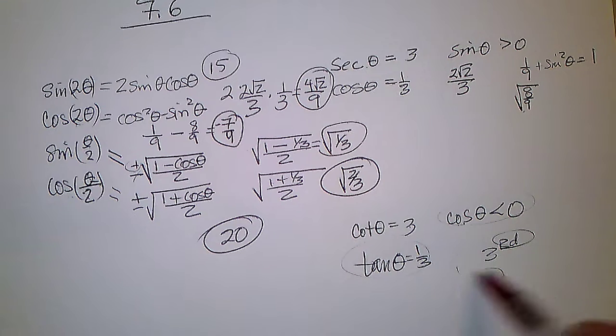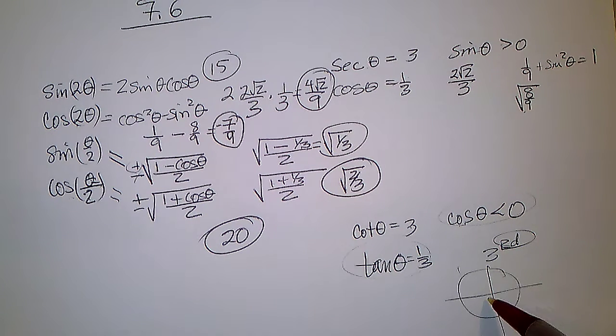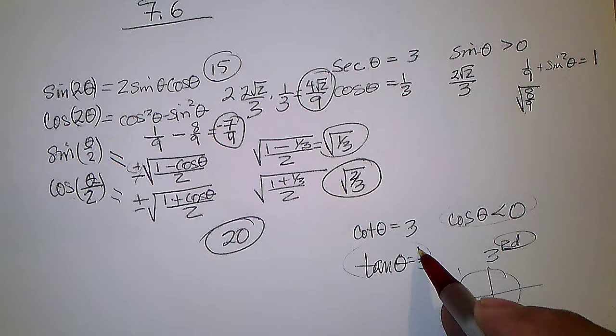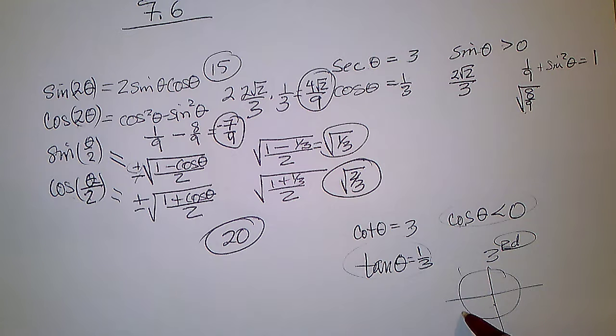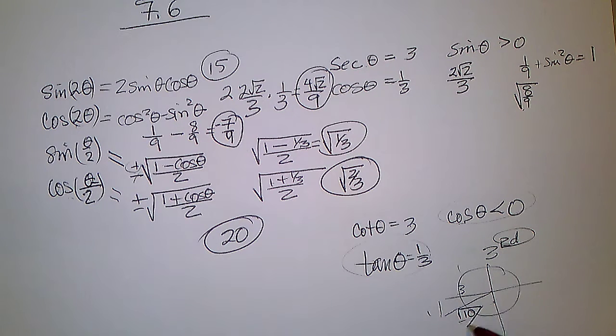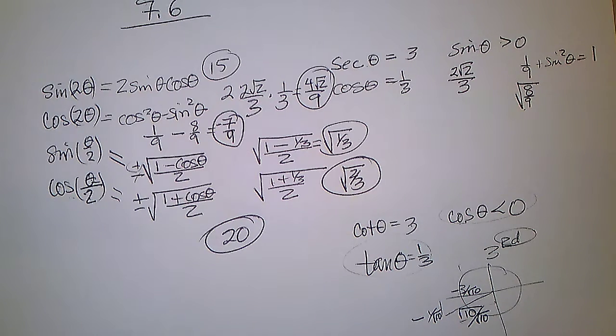So in the third quadrant, and the tangent's 1/3, that's not a special angle, so if I go sine is 1 and the cosine is 3, that'll be out here someplace, 1 and 3. So the hypotenuse would be 9 plus 1, square root of 10. So to make it be in the unit circle, I'd have to divide by the square root of 10, square root of 10, square root of 10. So the cosine is negative 3 over the square root of 10, and the sine is negative 1 over the square root of 10. And so now I can do these.